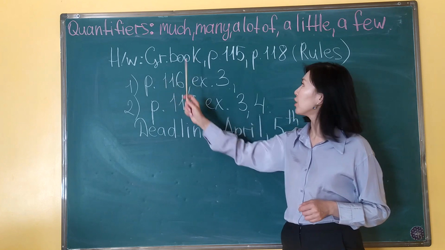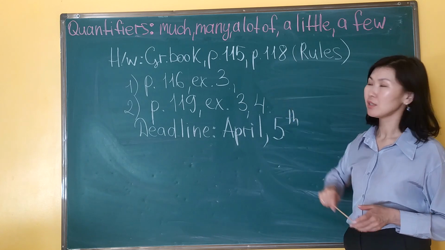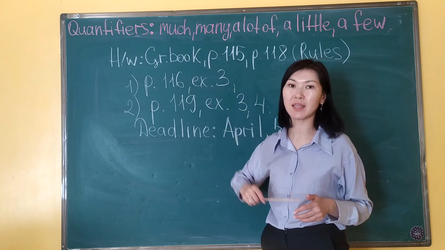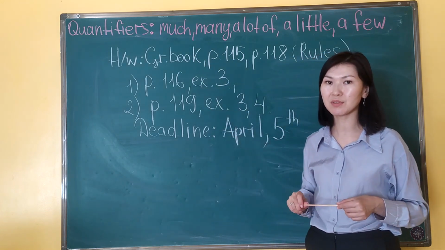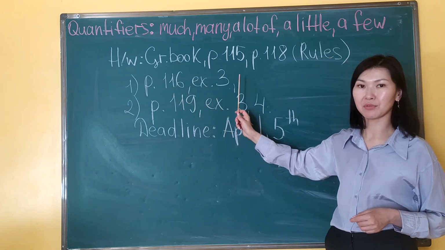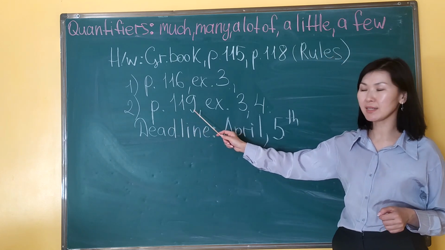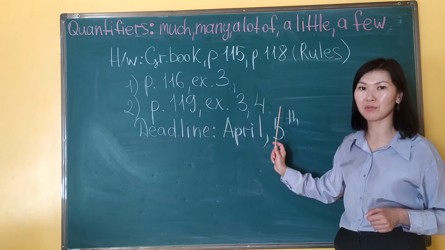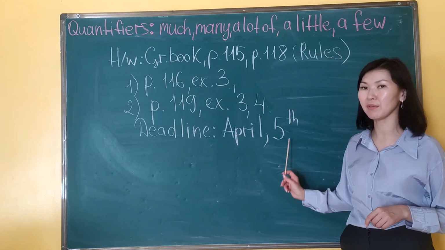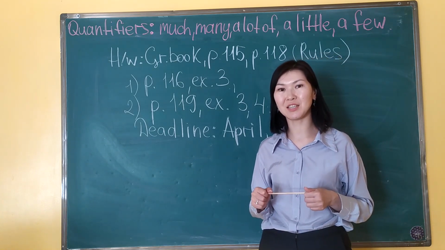In your grammar book, on page number 115 and page number 118, read the grammar rules about quantifiers and uncountable and countable nouns. On page number 116, exercise number 3, and the second task, page number 119, exercise number 3 and 4. And don't forget that the deadline will be on the 5th of April. Okay, so I wish you good luck and see you next time.